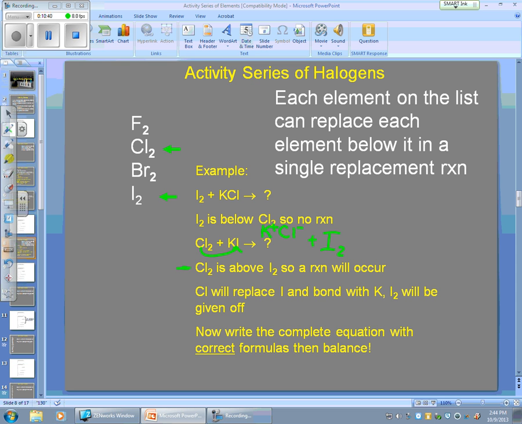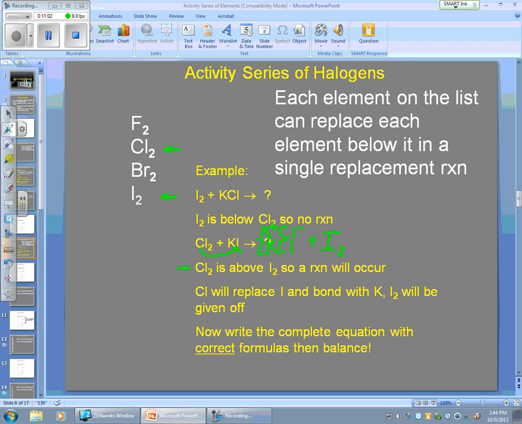K plus, Cl negative. The formula for potassium chloride is just KCl. So that 2 is not there. Then we just have to balance because it doesn't look right unless we balance it. I've got 2 chlorines on the reactant side. I only have 1 on the product side, so I'll put a 2 here.